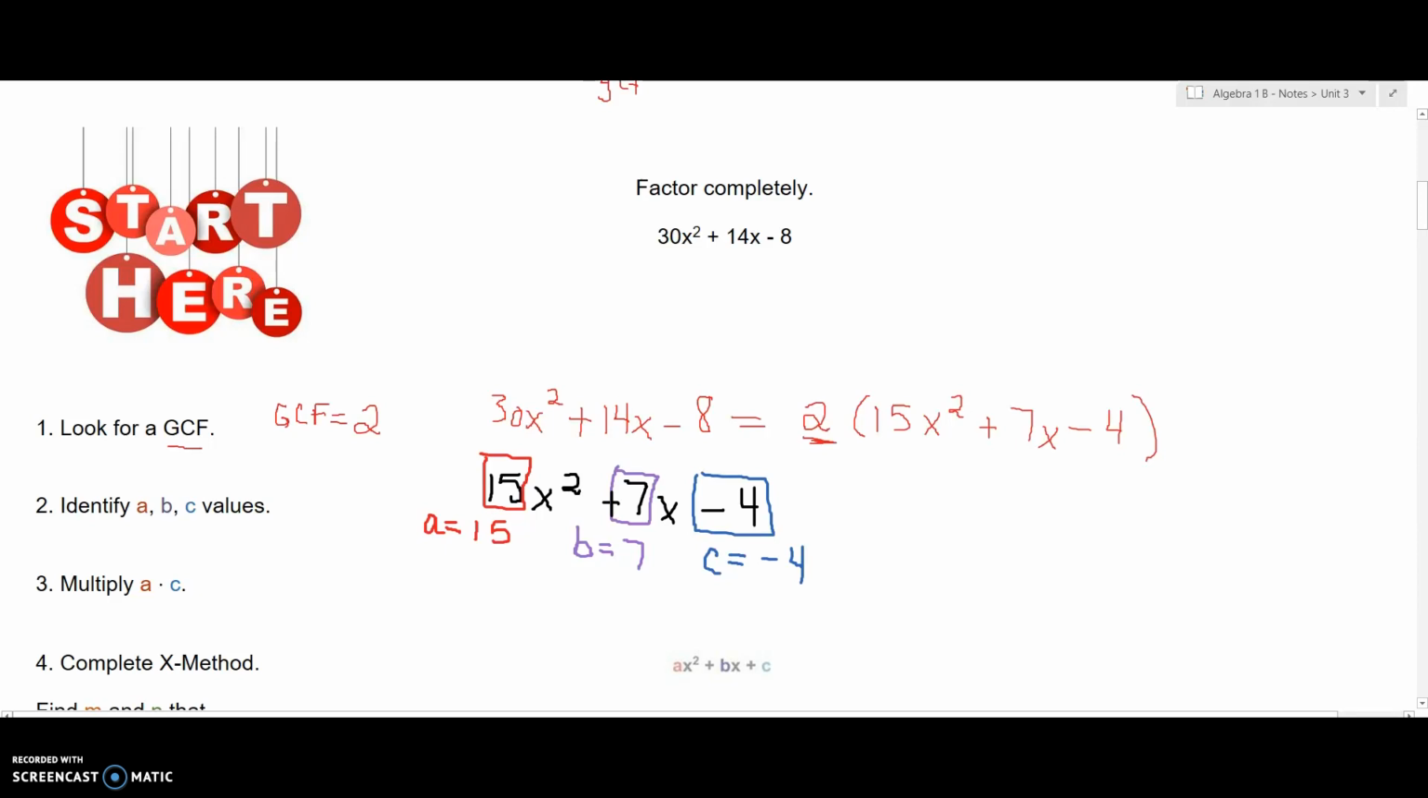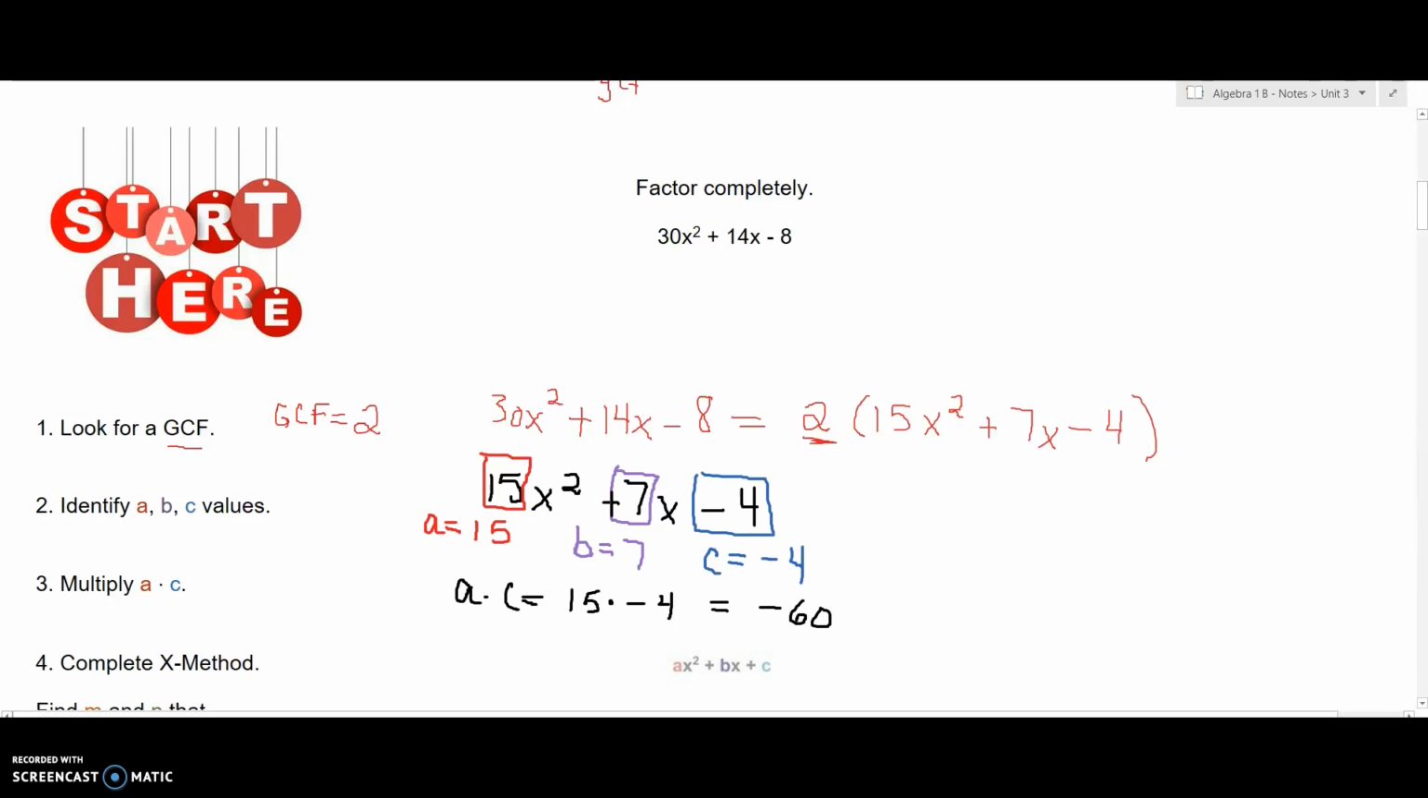In our last section, we were looking at combinations of things that multiplied to get to c and added to get to b. But in this case, a has to come into play. Before, our a was equal to 1, so it didn't matter. So our first step in our process is going to be to multiply a times c. So when we say a times c, we start with 15 times -4, which gives us negative 60.